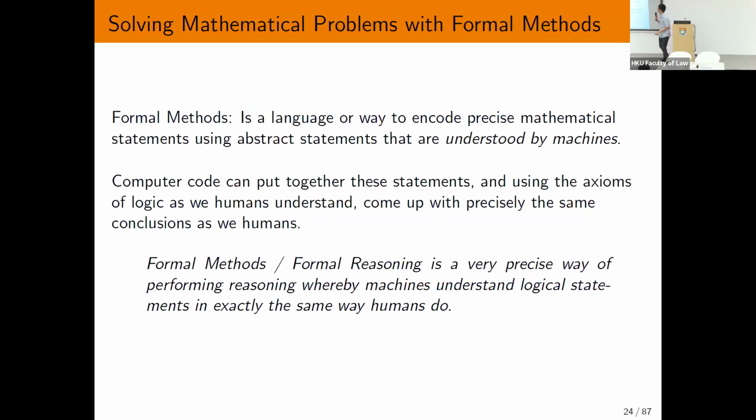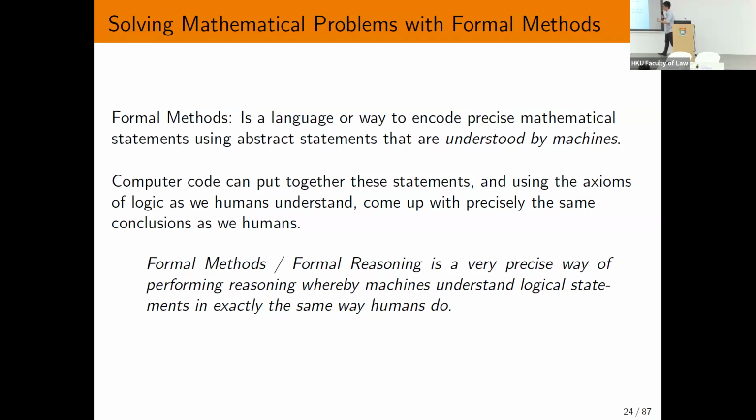All right, so this will bring you towards something called formal methods. Formal methods are a language. It's actually more of mathematics and computer science. It's a language or a way to encode precise mathematical statements using abstract statements that can be understood by machines. Computer code can put together these statements, and using axioms or logic, we can come up with precise statements at the conclusions that we want.